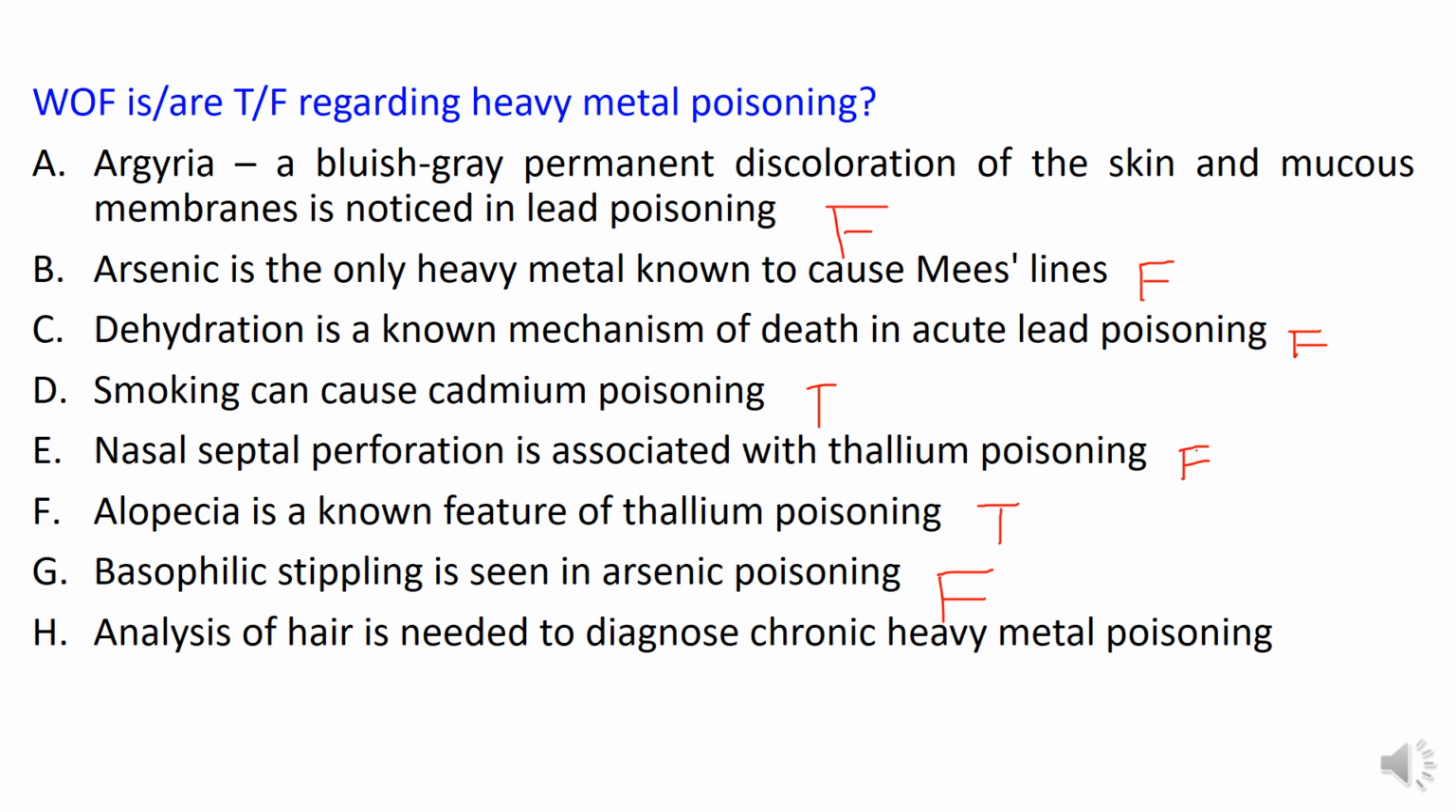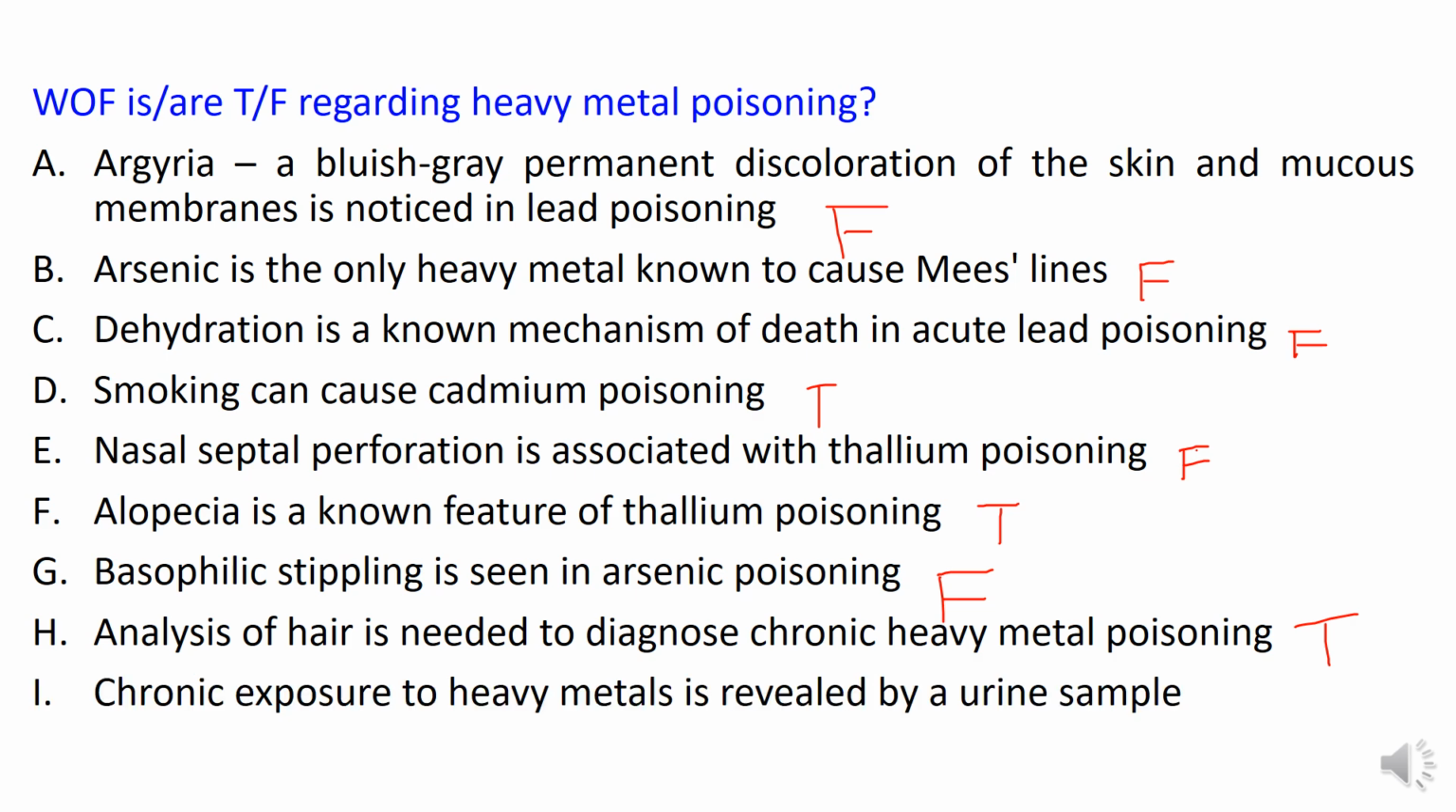Analysis of hair is needed to diagnose chronic heavy metal poisoning. Yes, I have emphasized enough. Nail and hair should be analyzed in any suspicion of heavy metal poisoning. Chronic exposure to heavy metals is revealed by a urine sample. Yes, it's still true. Not only in acute poisoning, still there are certain accumulated heavy metals that can be excreted through urine. Burton's line is seen in the bones. No, it is seen on the gums in lead poisoning.